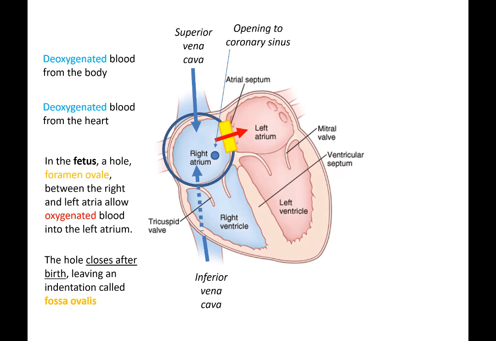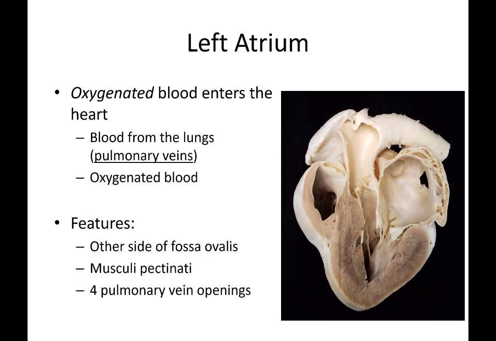After birth, this hole will close, and what happens is a small flap of skin-like tissue covers it, and it leaves a slight indentation, and that slight indentation is known as the fossa ovalis. You can see it in most heart dissections, but we don't always look for it in the lab.